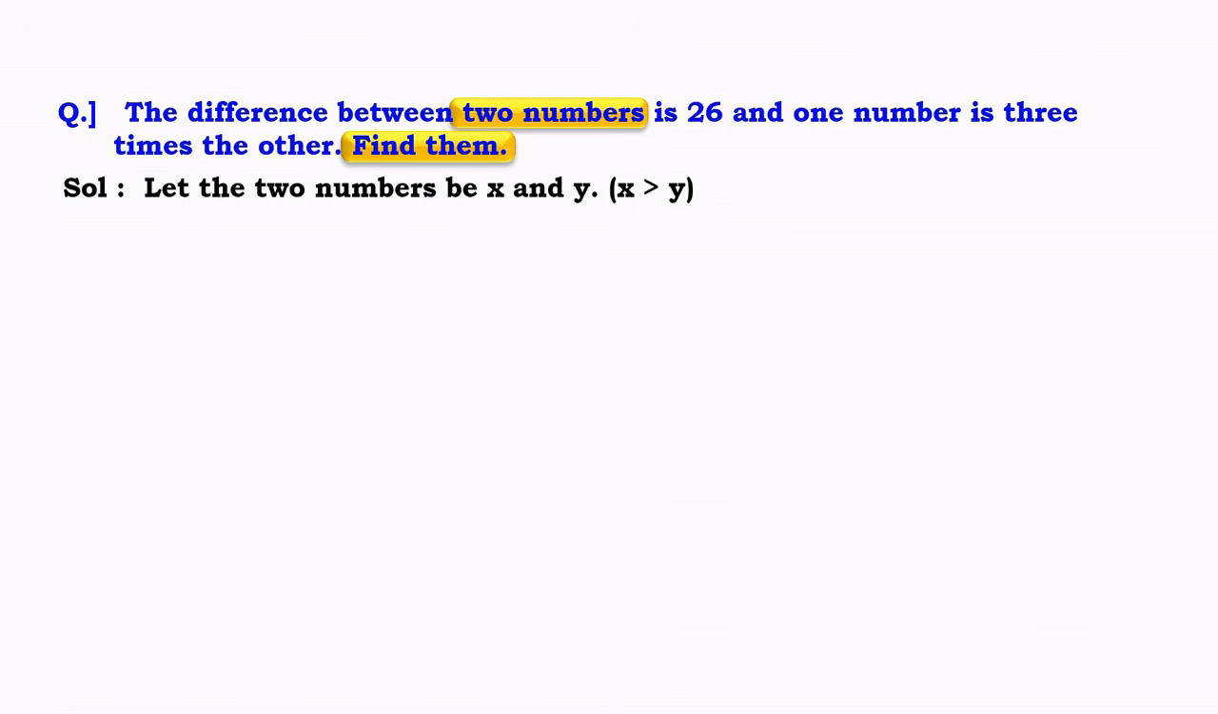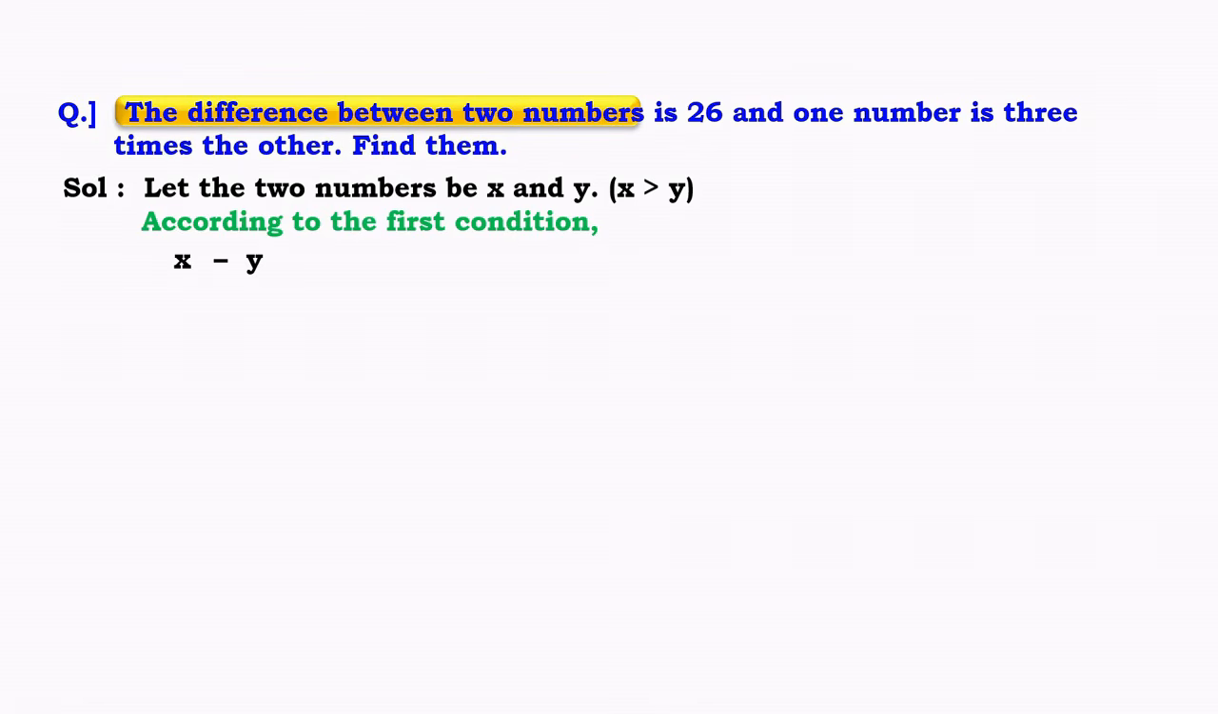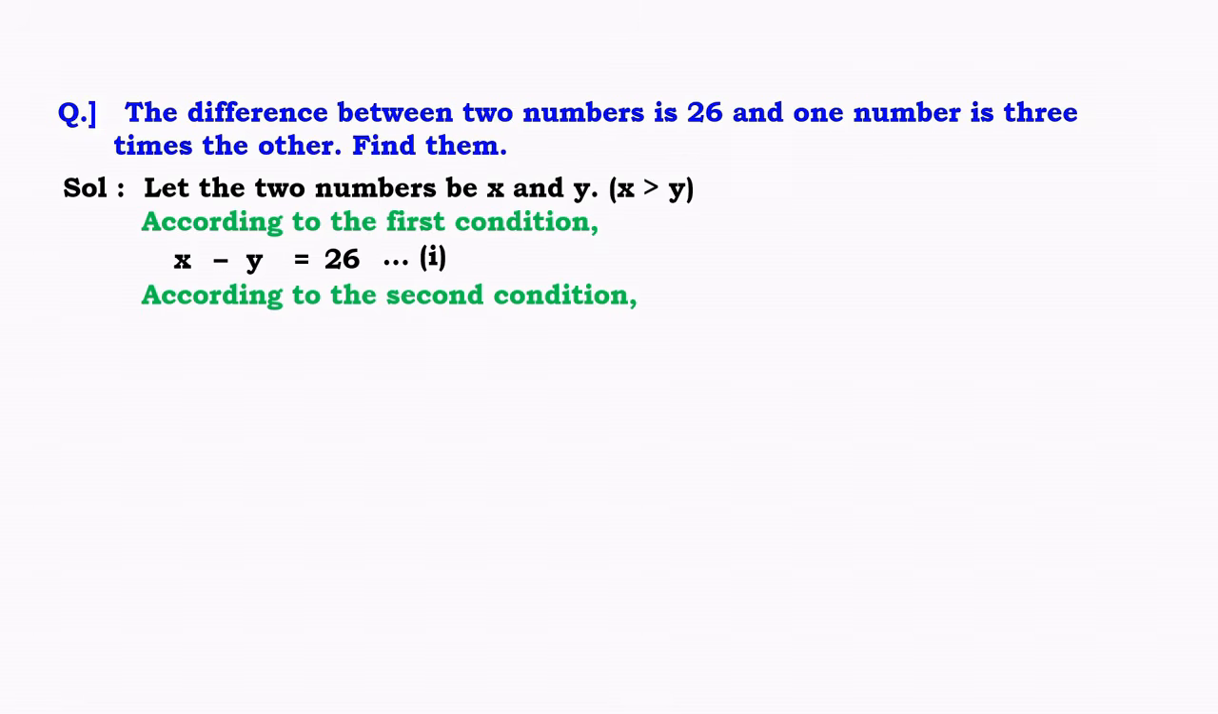Now, let us form the equations. According to the first condition, the difference between the two numbers is 26. So, we write x minus y equals 26. This is our first equation. According to the second condition, one number is 3 times the other. So, we write x equals 3y. This is our second equation.